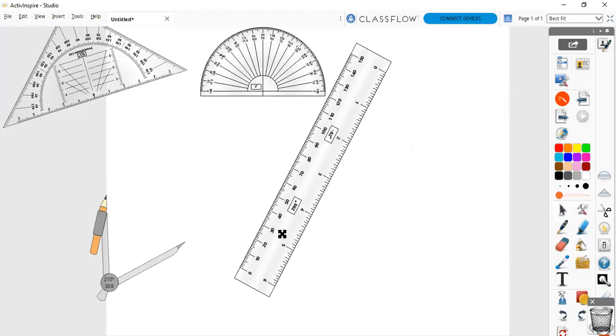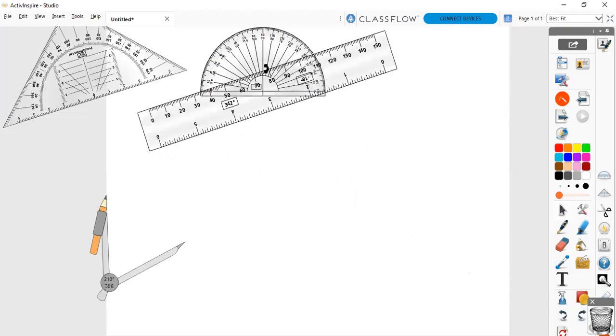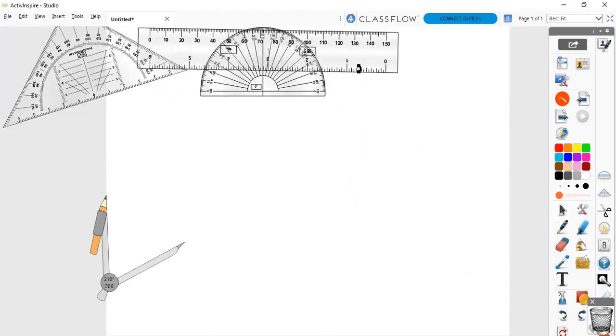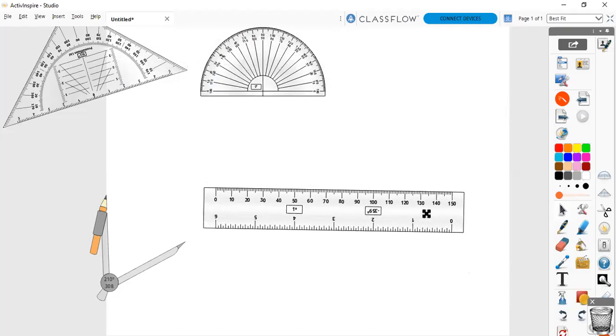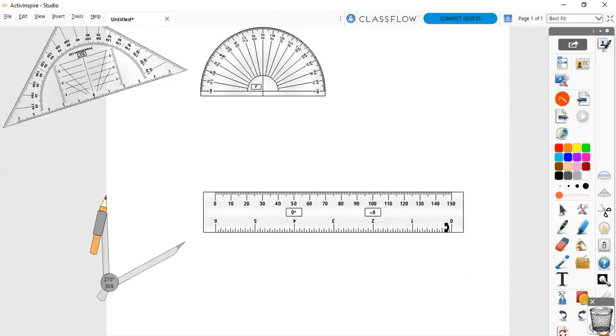So first of all, what I will do with the help of this ruler, I will draw one horizontal line.